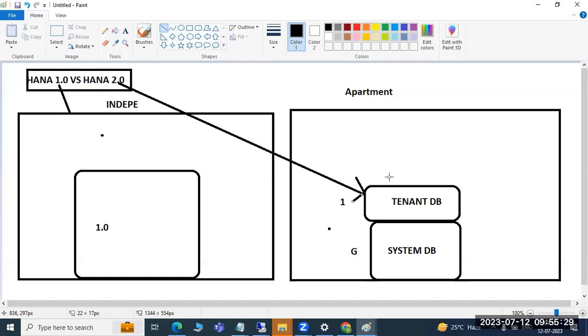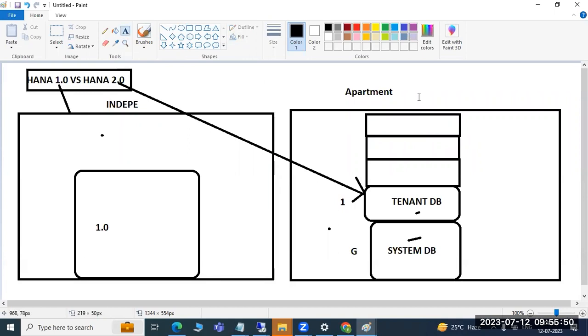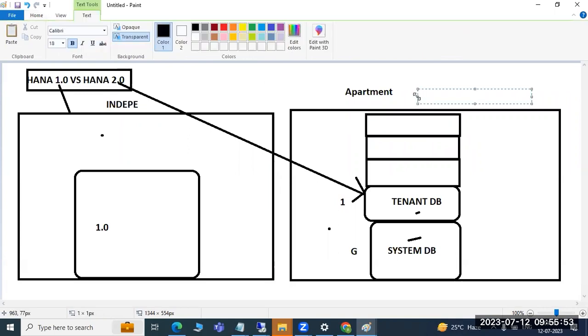So which means, sir, by default you install one system DB and one tenant DB, right? Suppose tomorrow I have a requirement. Instead of installing, shall I create one more tenant DB? Yes, we can create it. Multiple tenants we can install in HANA 2.0. Multiple tenant databases, up to 19 databases without excluding the default one.